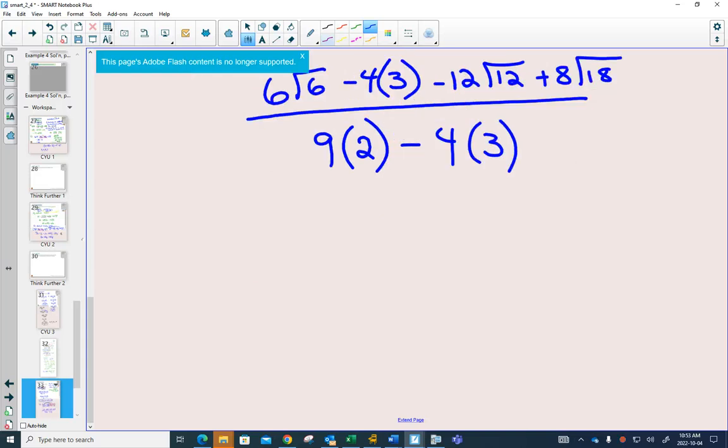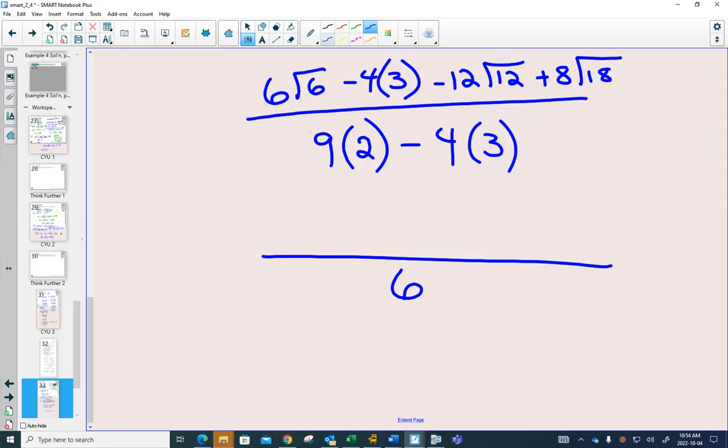Can I simplify things? Absolutely. I'd start on the bottom because that's my easiest mental math. 18 minus 12, are you okay that this will be a 6? And then on the top, are there any of them that I can reduce? I can't reduce a root 6 family.